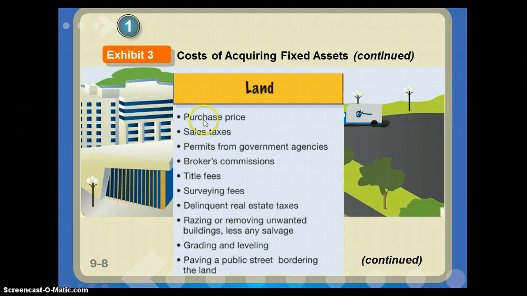Land. The purchase price of the land and sales taxes, we have to pay those. Permits from the government agencies. We have to have certain permits in order to zone it for commercial purposes. Title fees. They have the title to own the land. Surveying fees. We have to have somebody survey it to see where the property line is. All of these items are required in order for us to have the land and make it usable. Therefore, it is part of acquiring that fixed asset.